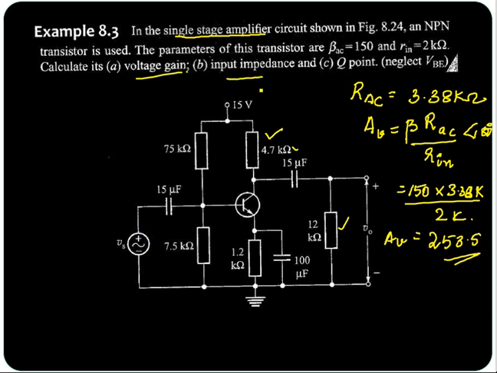Now, what is the next part? To find the input impedance. You have taken this input impedance as 2 kilo ohm, but actual input impedance, if you try to find out, this Rin is 2K, and you can also see R1, R2 parallel to this Rin, isn't it? Rin is given as 2K, but you have this R1, R2 in parallel with Rin.